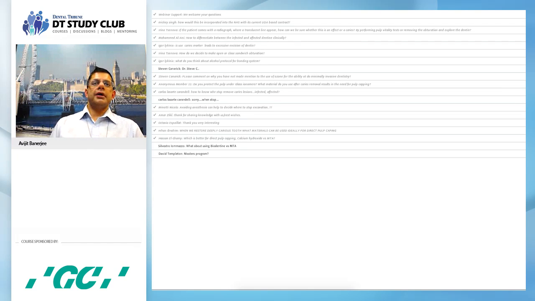Avoiding anesthesia can help to decide where to stop excavation. Absolutely. If you're excavating too deeply into vital tissue, the patient will obviously feel this. It's a slightly difficult one in terms of patients because you obviously don't want to cause discomfort. And if you're careful with your excavation, the caries affected dentine with spoon excavators can usually be removed without too much negative stimulation.